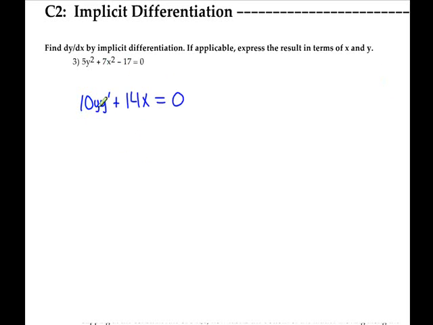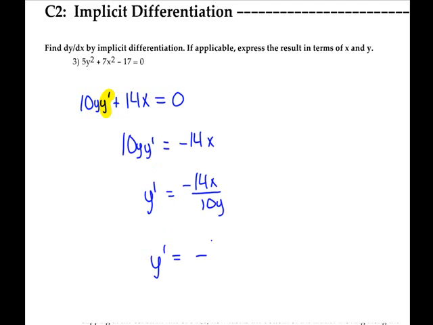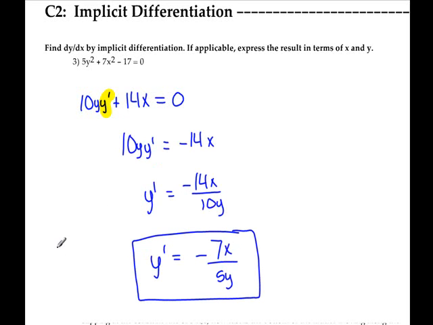I'm trying to find a derivative here, so I need to isolate this value, this y prime. Let's go ahead and subtract 14x from both sides, so 10y prime equals negative 14x. Divide by the 10y, y prime equals negative 14x over 10y, and let's reduce. Y prime equals negative 7x over 5y, and we're good there for number three.